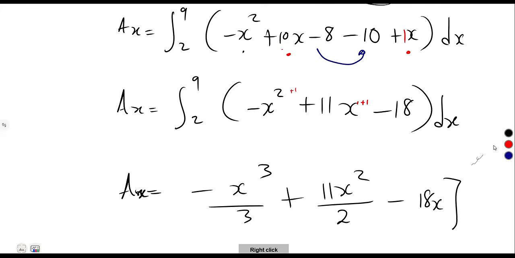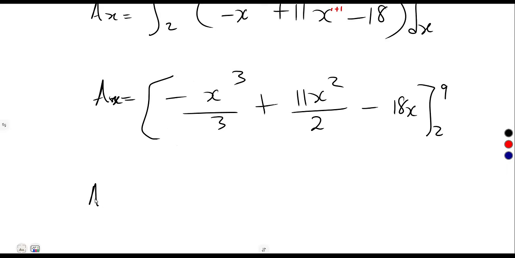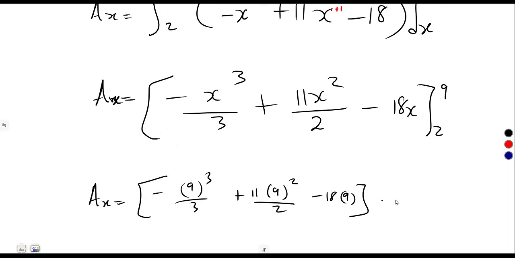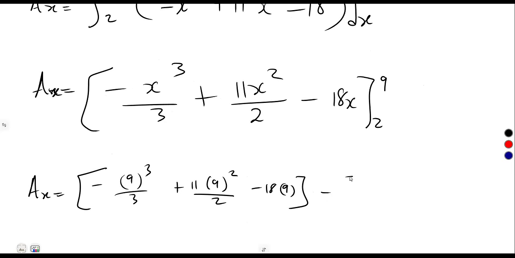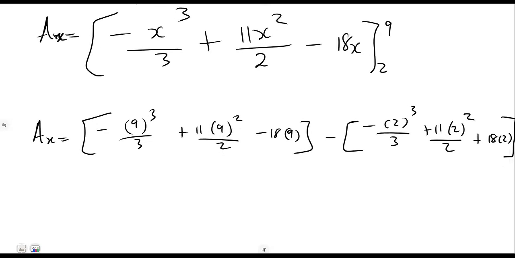And we need to substitute the given limits from 2 to 9. So for the upper limit, in place of x you put 9: minus 9 cubed over 3, plus 11 times 9 squared over 2, minus 18 times 9. This is our upper limit minus the lower limit, when x is 2: minus 2 cubed over 3, plus 11 times 2 squared over 2, minus 18 times 2. So you are going to substitute and simplify that.